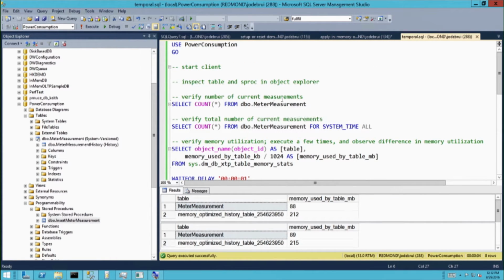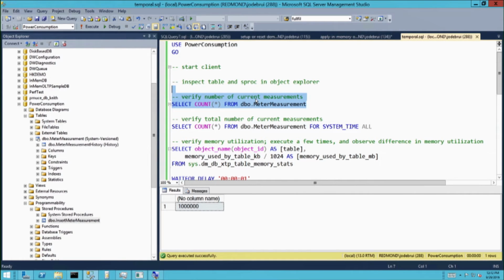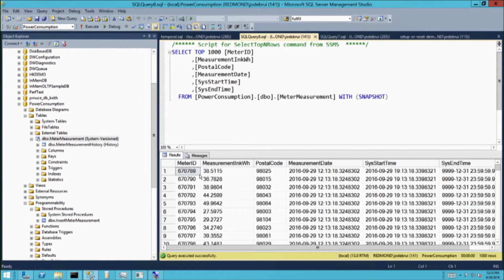So let's look at the data here. First thing I'm going to do is look at how many rows I actually have in my meter measurement table. I have 1 million, so this corresponds to the 1 million sensors. The data in this table represents the latest sensor reading. To make this a little bit more visual, let me also show you what the actual data looks like. We have a meter ID that's the primary key, the actual measurement, the postal code it corresponds to, and the date of the measurement as well.